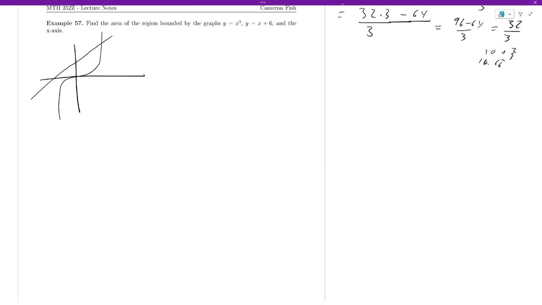Okay, there's one important detail here, which is that this is bounded by 3 things actually: y equals x cubed, y equals x plus 6, and also the x-axis. Those are 3 equations. By the way, the x-axis I could call the equation y equals 0 if I wanted. So I want a region that touches all 3 of those equations. So I don't want this region, because that only touches the cubic and the axis, I guess, but it doesn't touch the other one.